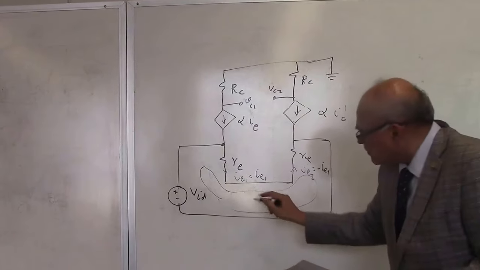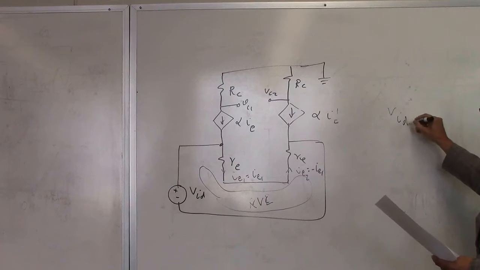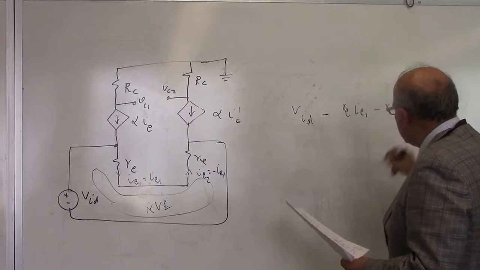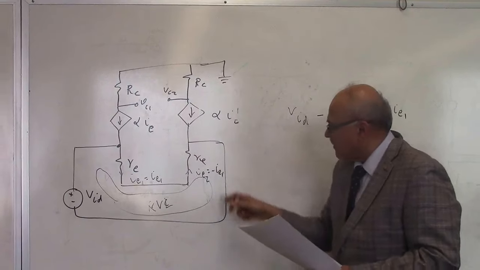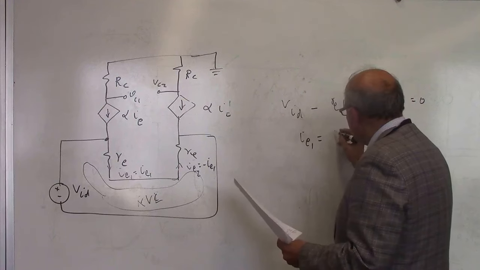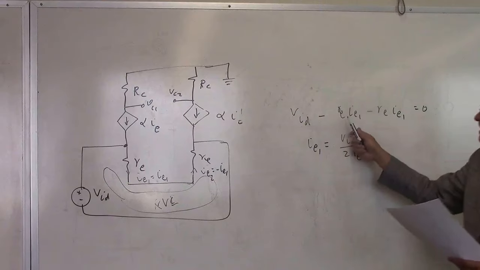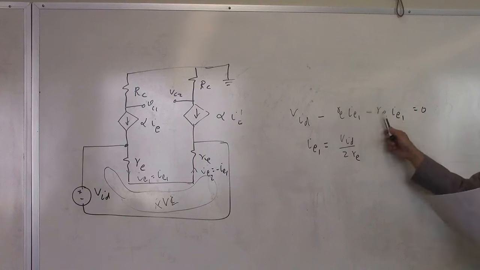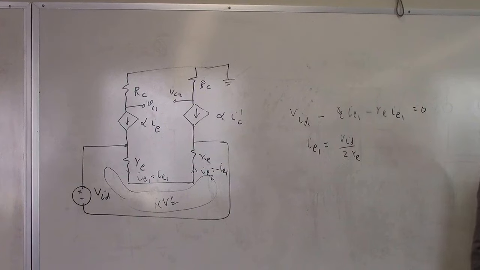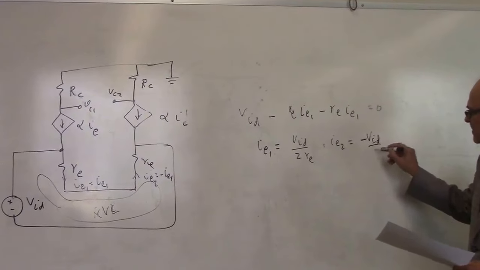And so if I go around this loop with Kirchhoff's voltage law, KVL, I will get VID minus RE IE1 minus RE IE1 this way, RE IE1 this way, is equal to 0, and that will give me IE1 is equal to VID divided by 2RE. So RE IE1 plus RE IE1 gives you 2 RE IE1. You divide VID by that and you get IE1. So you got the expression for the current there. And so IE2 is the same as minus VID over 2RE.